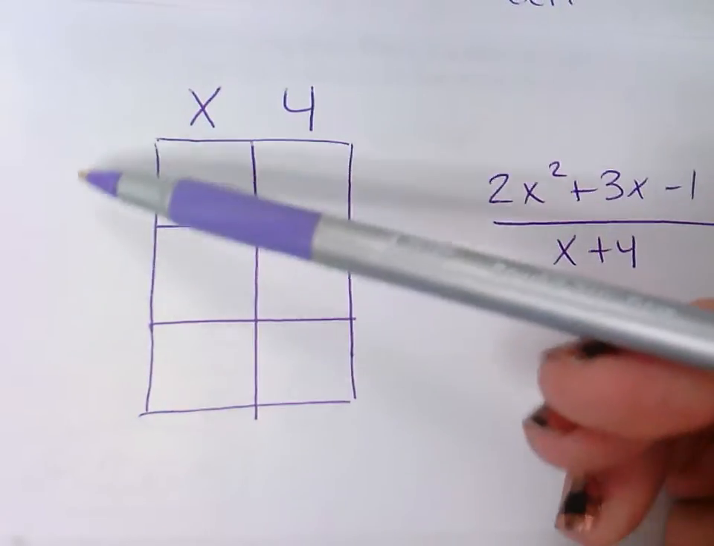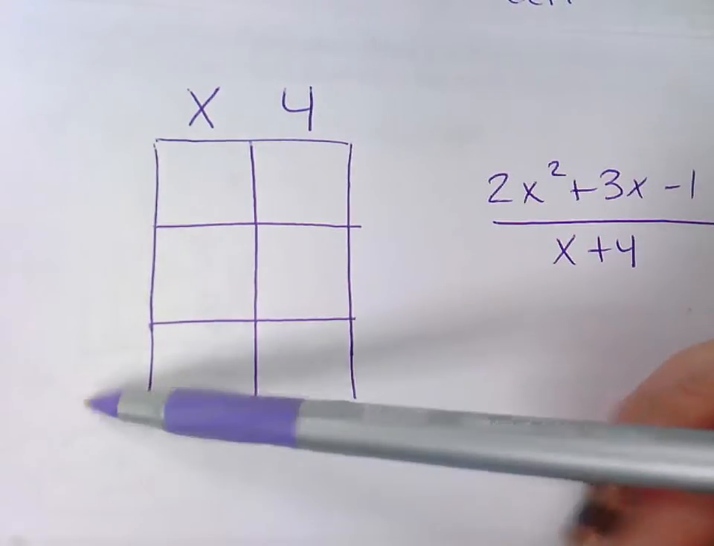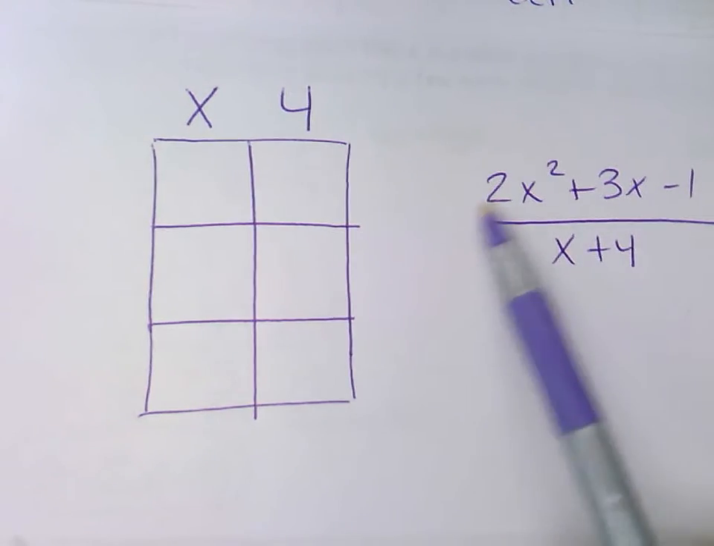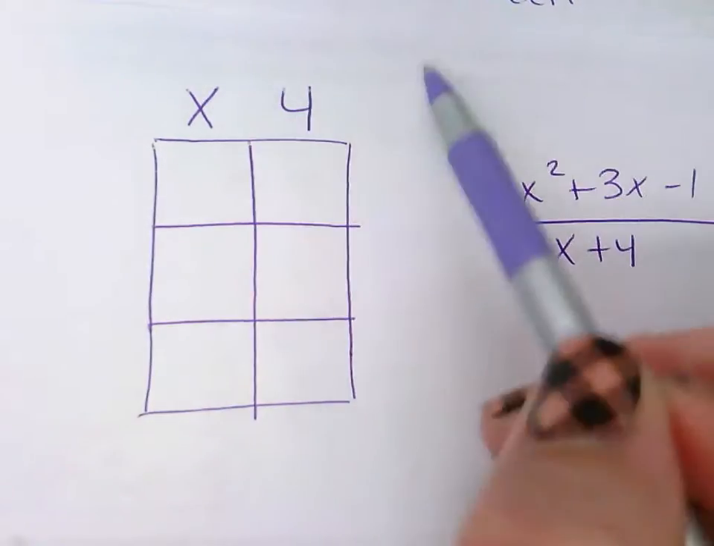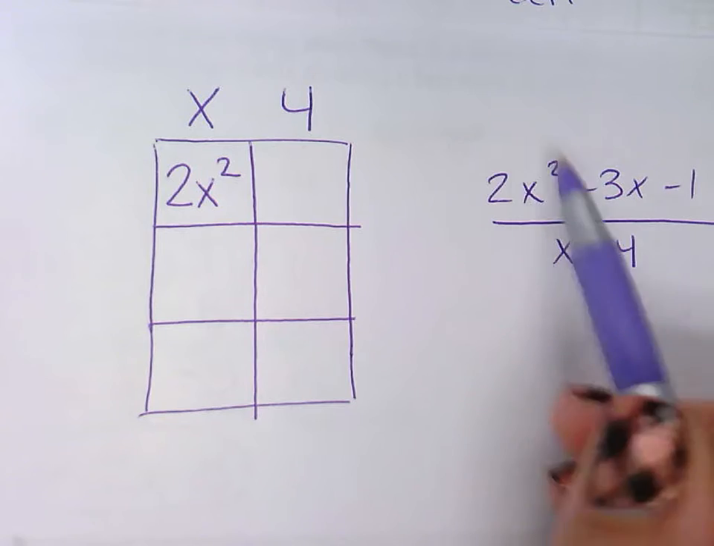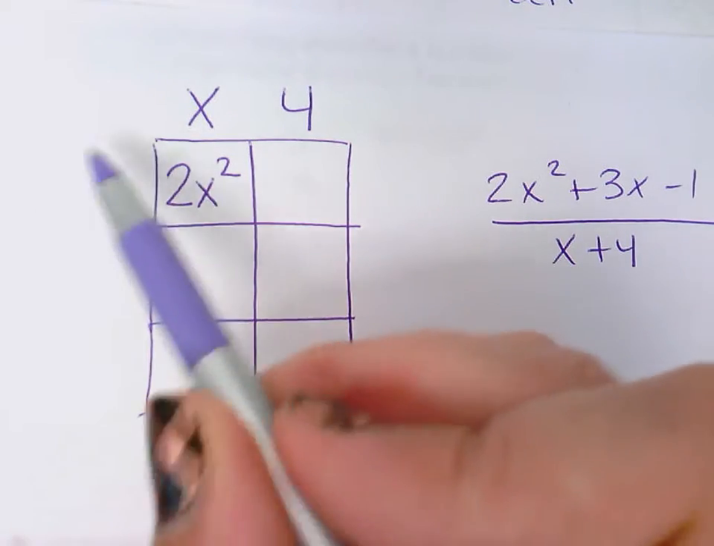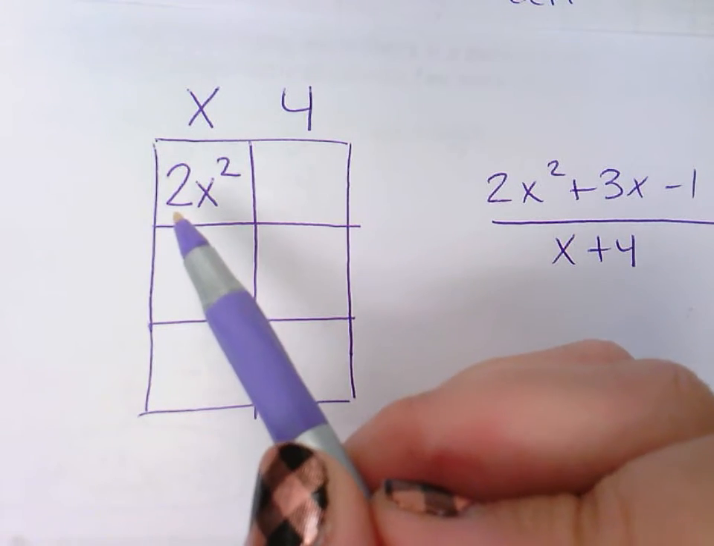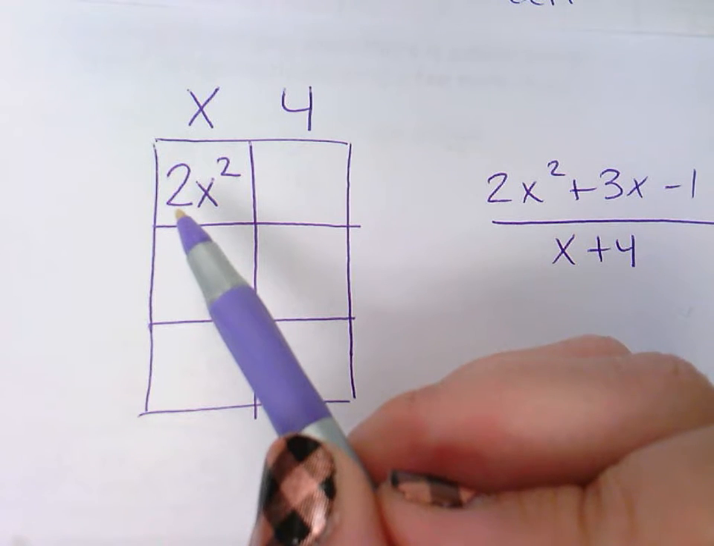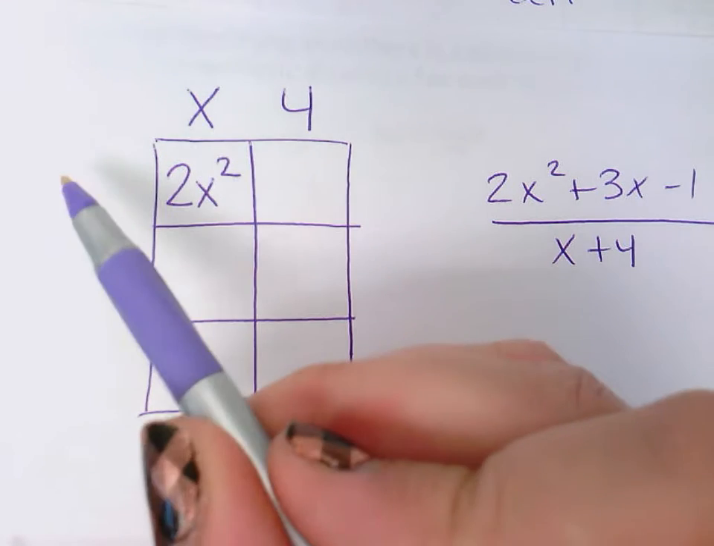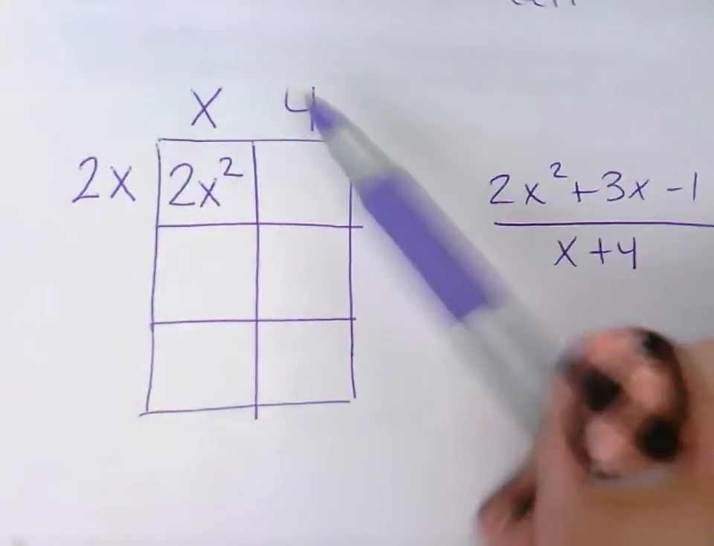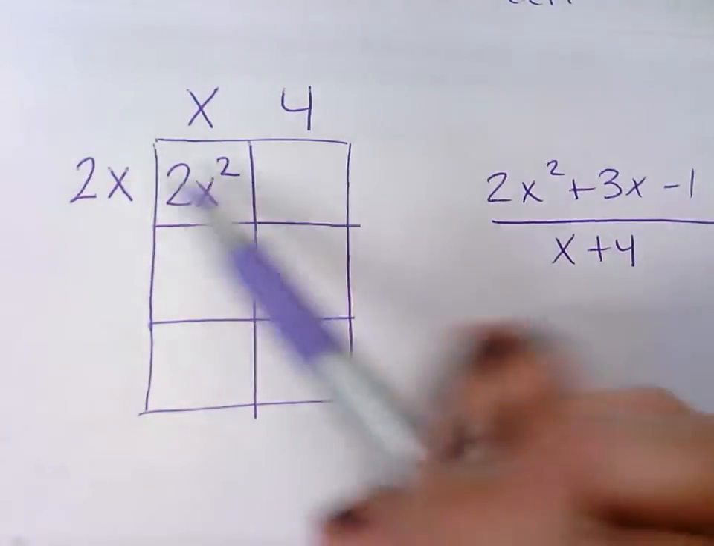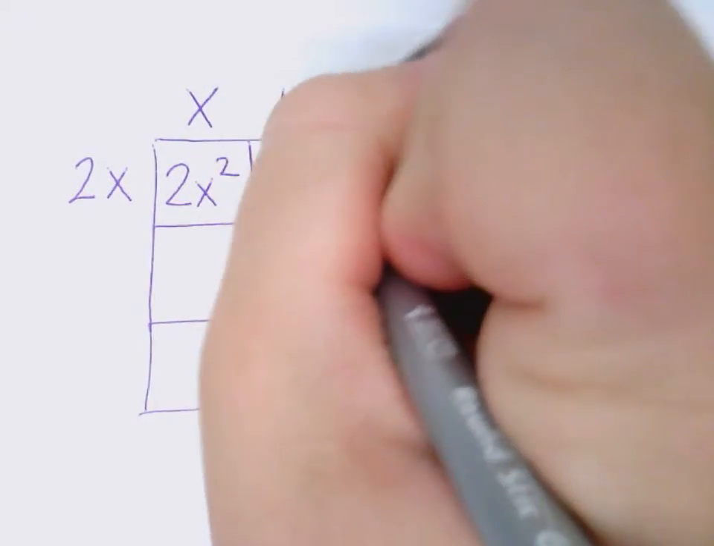I'm looking for what would multiply to give me 2x squared plus 3x minus 1 inside the box. So my first term that I need to get is 2x squared because that's part of my dividend. So what would have to go on the outside of this box to give me 2x squared? Right, multiplication. X times what is 2x squared? 2x. Then I multiply to get this box. So 2x times 4 is 8x.